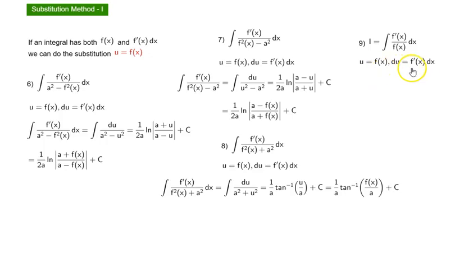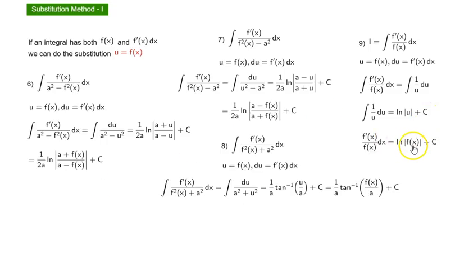So u is equal to f of x, du is equal to f prime of x dx. After substitution, we get integral of 1 by u du. And we know the integral. So integral of 1 by u du is equal to natural log of absolute value of u plus c. And bringing back x, we get natural log of absolute value of f of x plus c. So that is the substitution method.